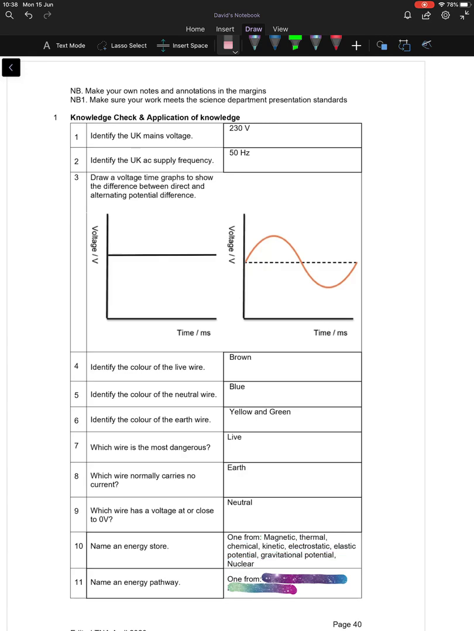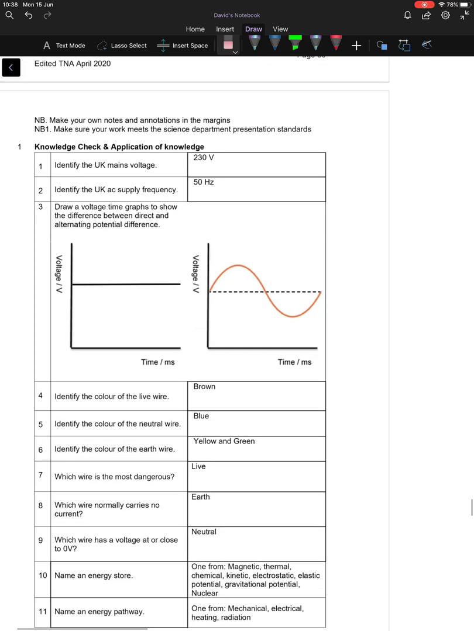I've not done it for a little while. Can you remember any of these? Name an energy store. You could have had any of these. And name an energy pathway. You could have had any of these. Mark your work. See how many you got. Correct anything that you got wrong.